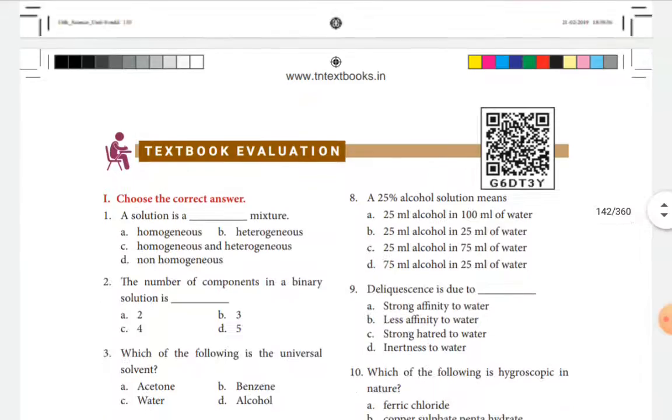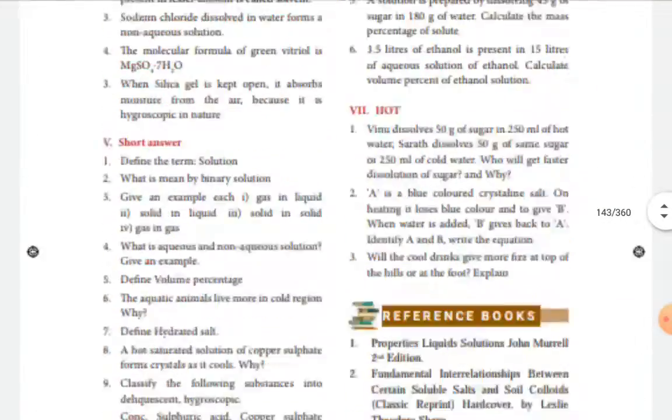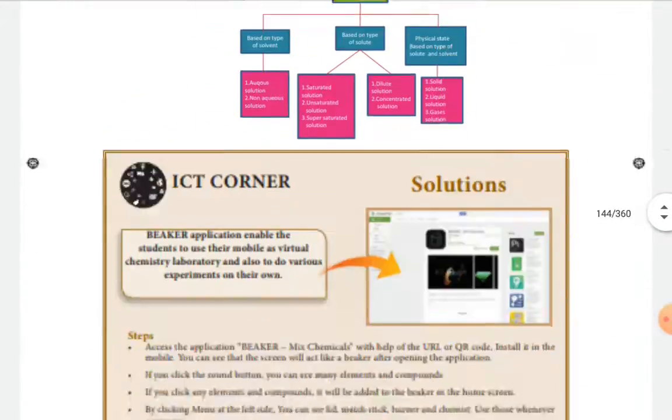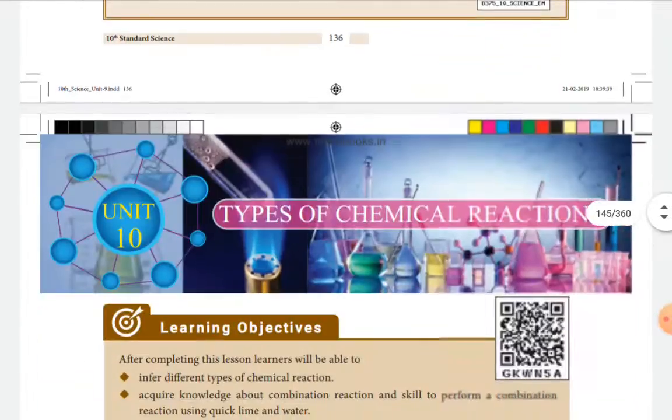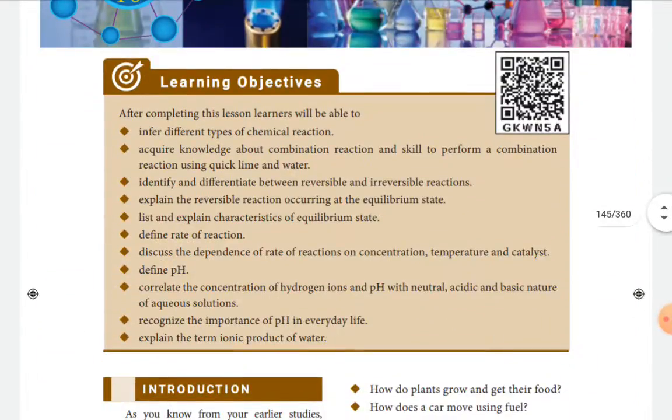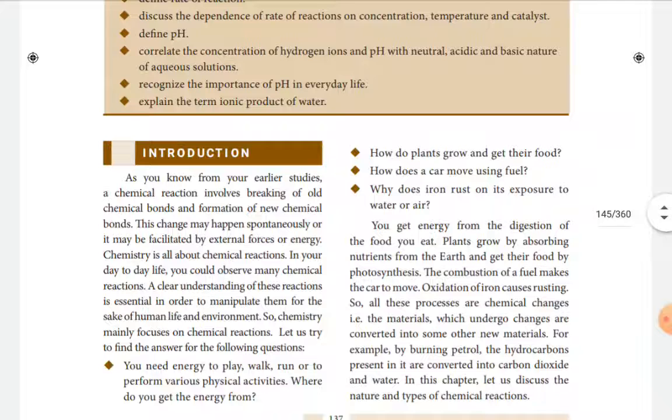Before that, we have to revise what we have studied in the previous class. That is, a chemical reaction involves breaking of old chemical bonds and formation of new chemical bonds. So chemistry mainly focuses on chemical reactions.